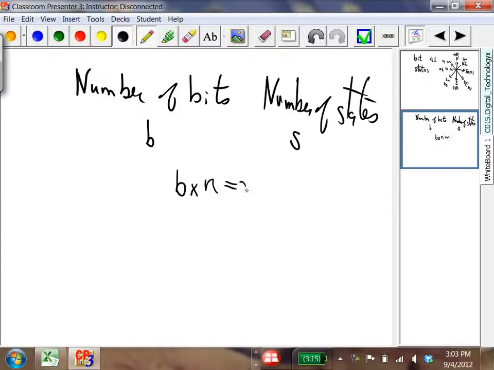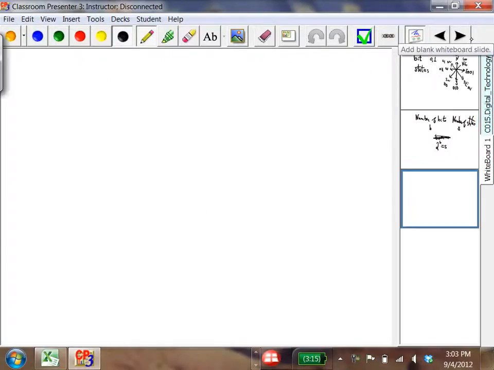I didn't want any more unknowns. All I wanted is 2 to the B equals S. And we went over that last time. Actually, I mentioned it. Now, is that really right? 2 to the B equals S. Well, let's test that out.